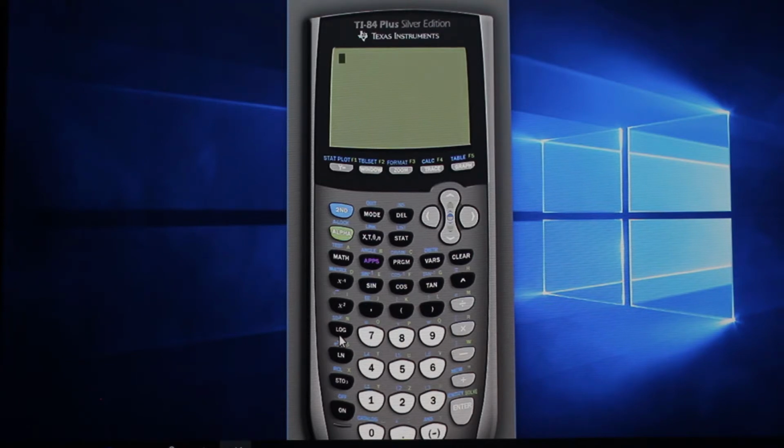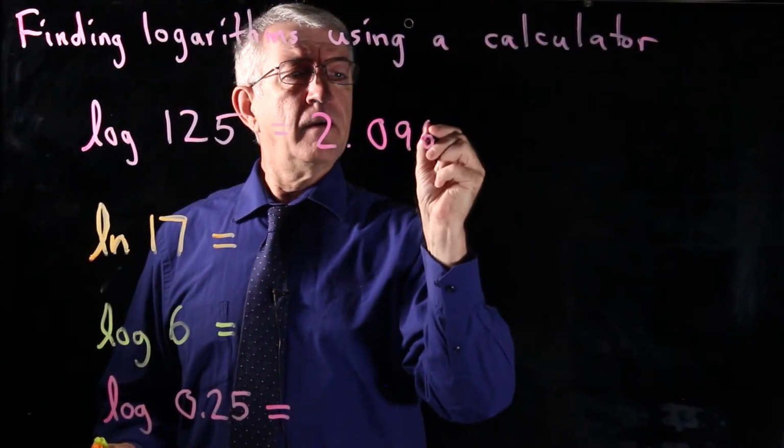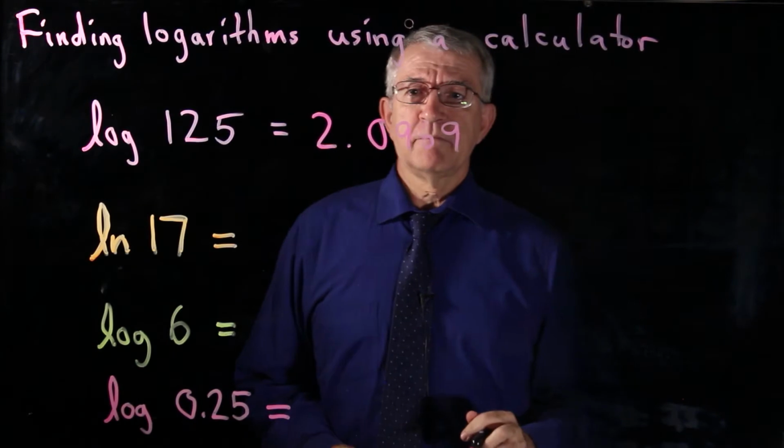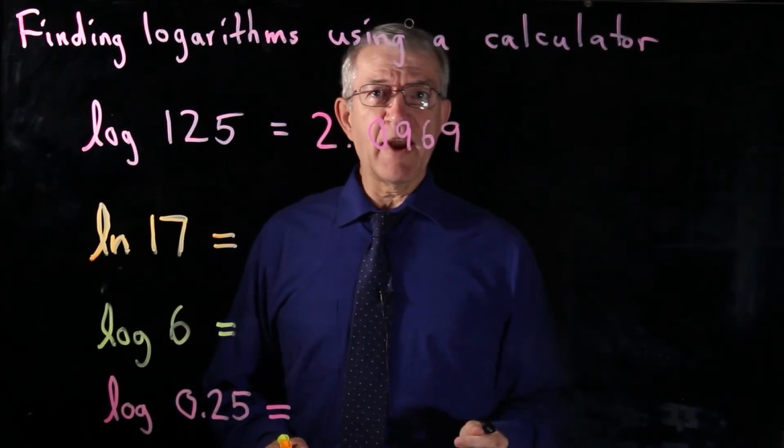Here we go, the log of 125. I press the log button. I enter my 125. The parentheses are there, so I can close the parenthesis here. And I press the enter key, and I'm told that it's 2.096910013. It goes on for quite a while. We're seeing 8 digits, but we can round it to whatever's appropriate. So there's our answer, 2.0969 after some appropriate rounding.